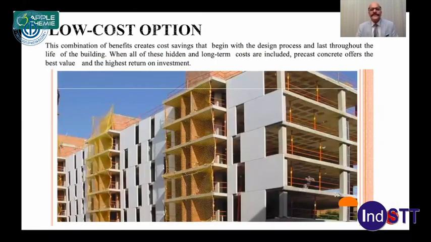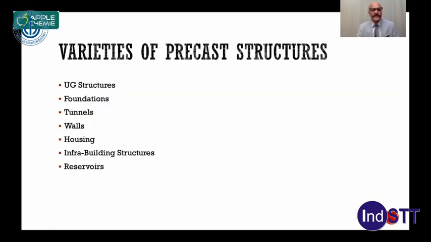Most of the time in India and in other parts of the world, low cost housing is a very common phenomenon because it is a repetitive job. You do housing on a very large scale in large tenements, and you can get the benefit of precasting technology. But not only limited to housing, there are varieties of precast structures. Underground structures can be in precast, foundations can be in precast, tunnel segments can be in precast, various wall panels and retaining walls can be in precast.